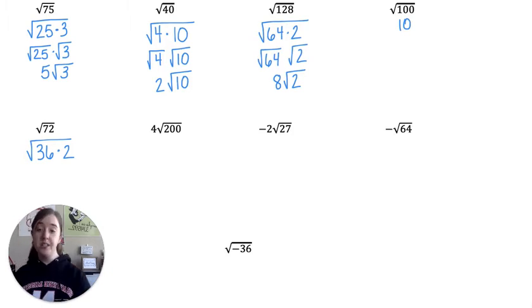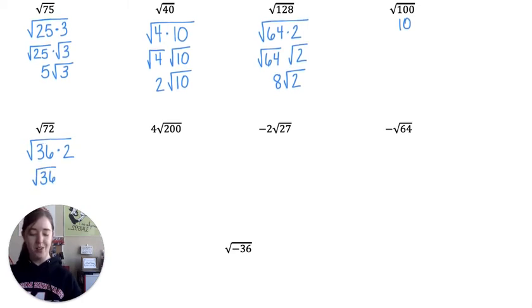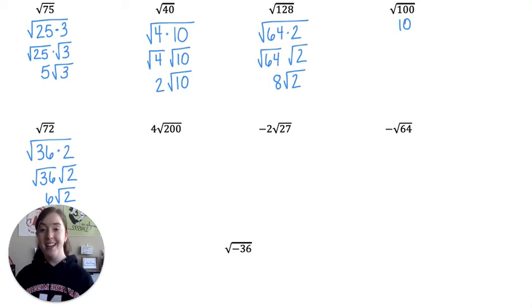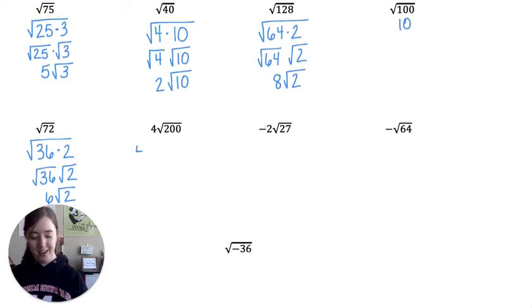All right, so the biggest perfect square that goes into 72 is 36. So you broke that up into the square root of 36 times the square root of 2. The square root of 36 is 6. Keep that square root of 2 on the end. Okay, so now we're throwing a little number out in front. That's not going to change anything though. So I'm just going to keep 4 times.